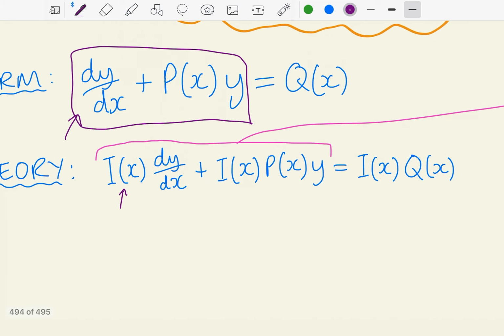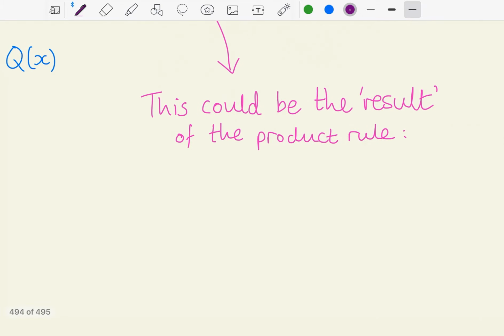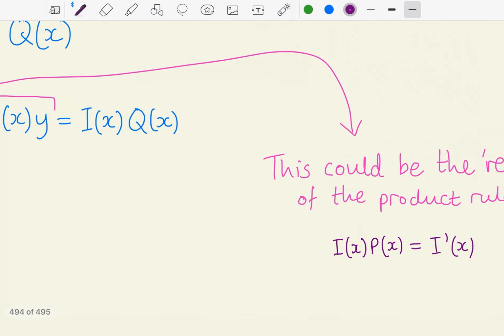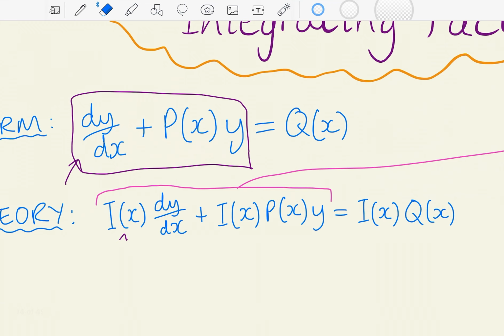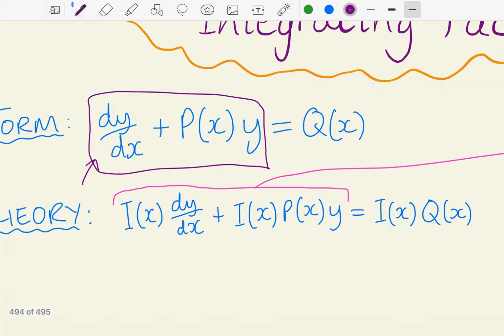So you can see that every term, left and right hand side, has been multiplied by I of x, to keep it consistent. And it still doesn't look perfectly like the product rule, unless I of x times p of x equals the derivative of I. So if we have this here and its derivative was equal to all of this here, then we would have the result of a product rule, if you will.